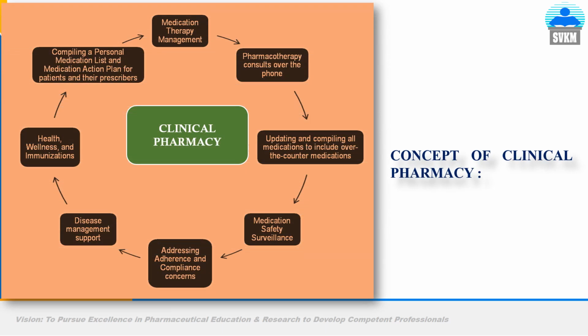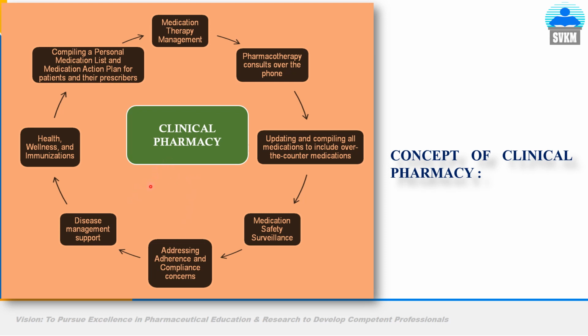In this section, we need to highlight the different areas that clinical pharmacy reaches. The clinical pharmacist actively performs medication therapy management, which we already discussed in our previous talk. They are also responsible for pharmacotherapy consults over the phone, then updating and compiling all medications, mainly including OTC medication. Clinical pharmacy is also responsible for safety surveillance of medication, and for addressing adherence and compliance concerns related to patient non-compliance.